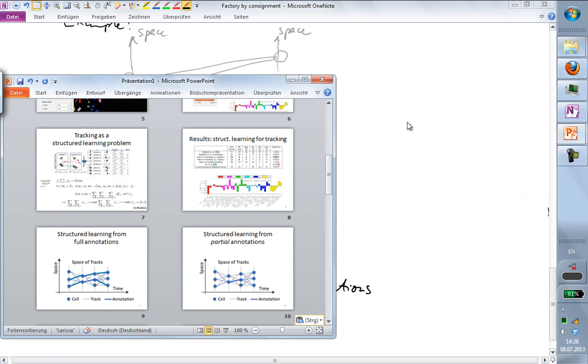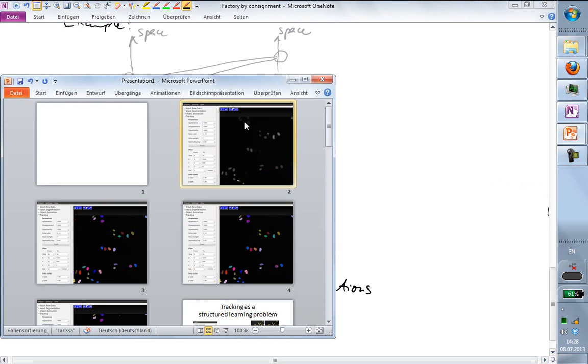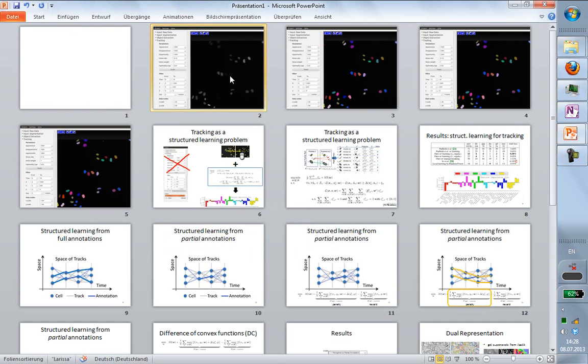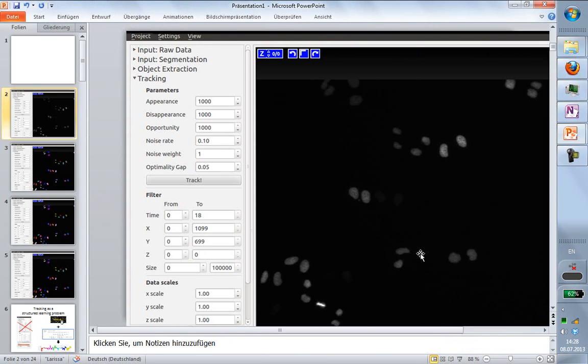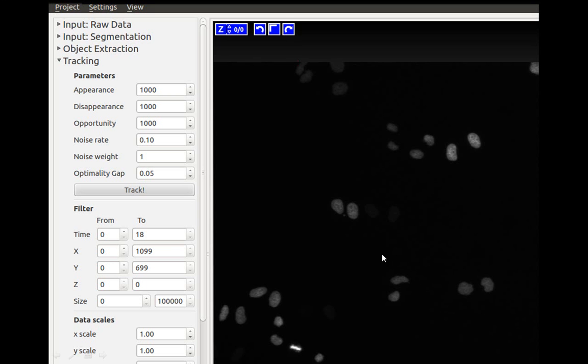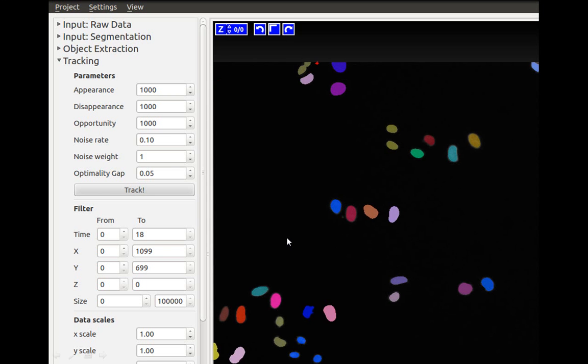Let me show an example. So here's a 2D tracking example. And well, these were just 3 time steps and only a few cells moving. But if you have thousands, then you don't want to connect every detection in one time step with every detection in the next time step.